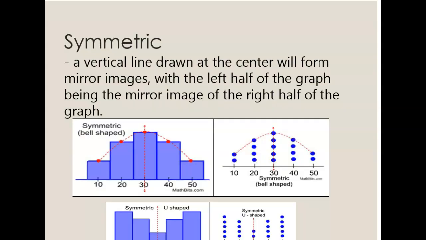Symmetric. Symmetric has to do with when it's the same on both sides, and we have a line of symmetry. So if we made a line here, this would be our line of symmetry, you can see that it's a mirror image on the right and the left. Or if you folded it on this line, these would match. Now this one is perfectly symmetrical, as well as this one, but they can be close to symmetrical. Typically we see them with the peak in the middle, but you can also be symmetrical if it's U-shaped.